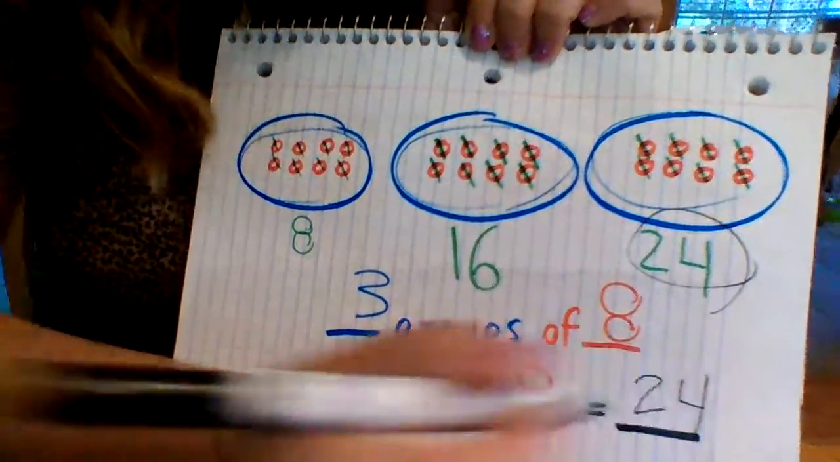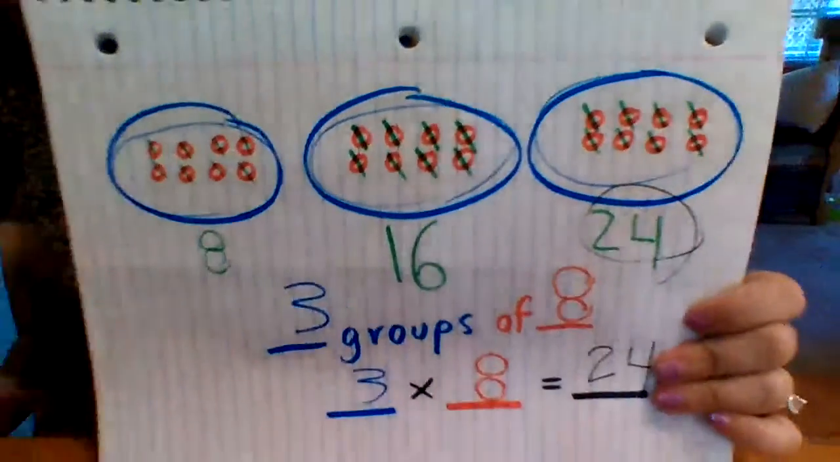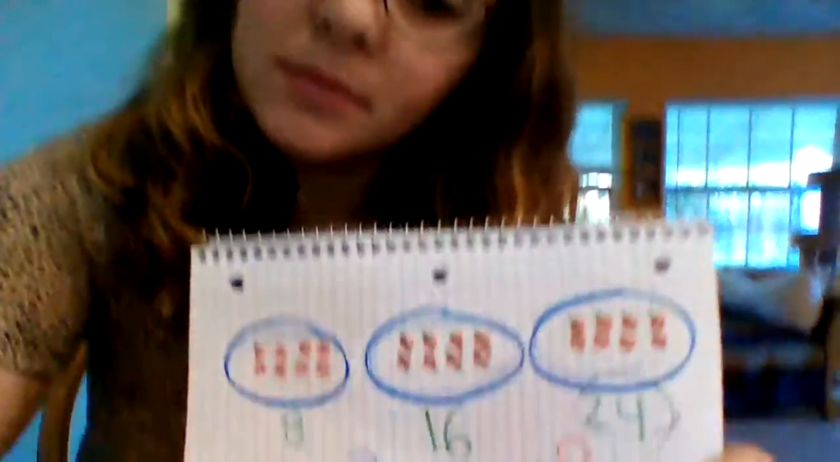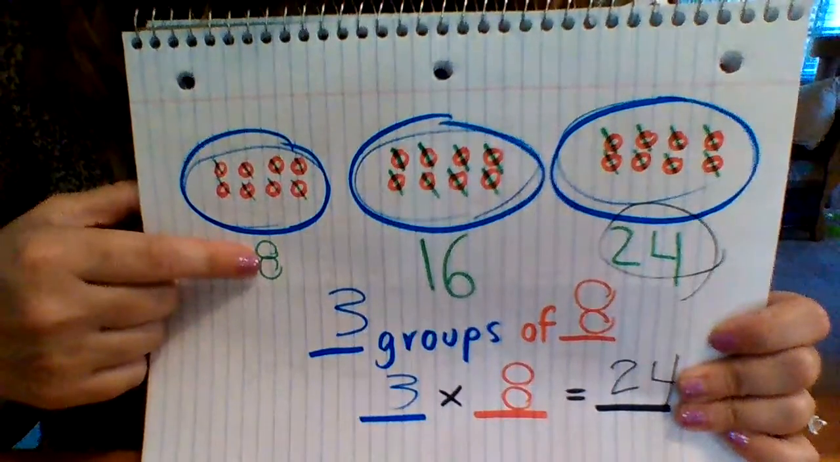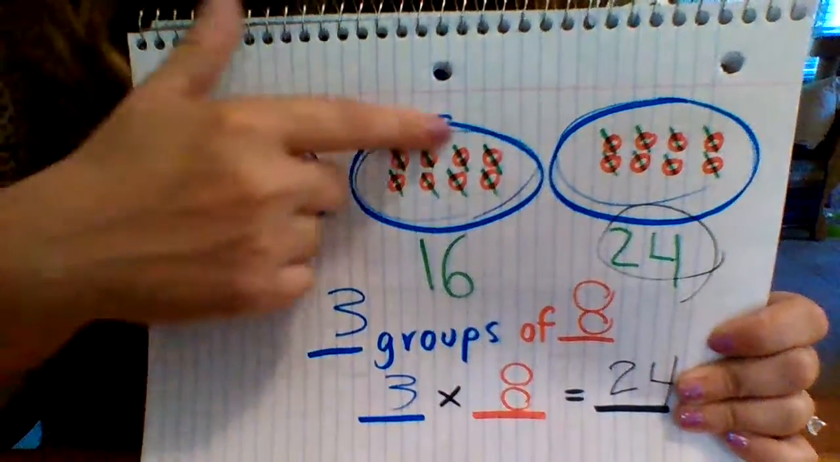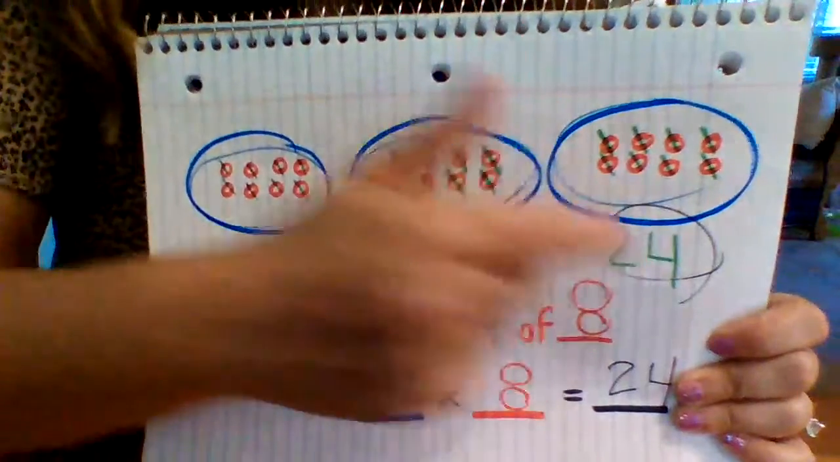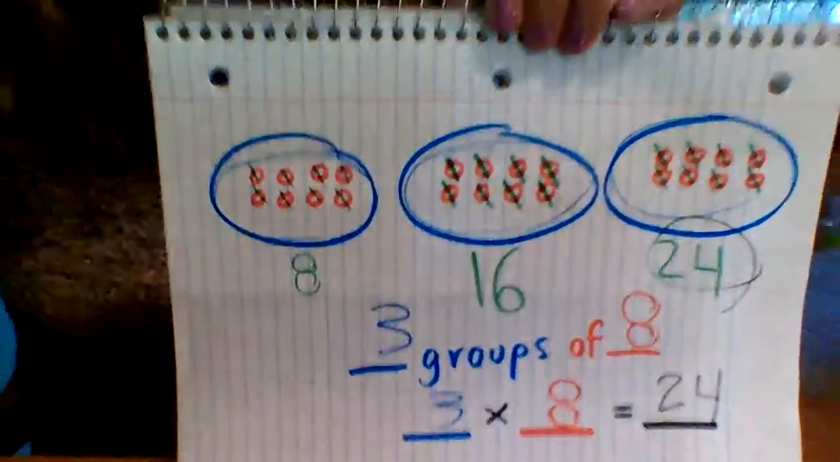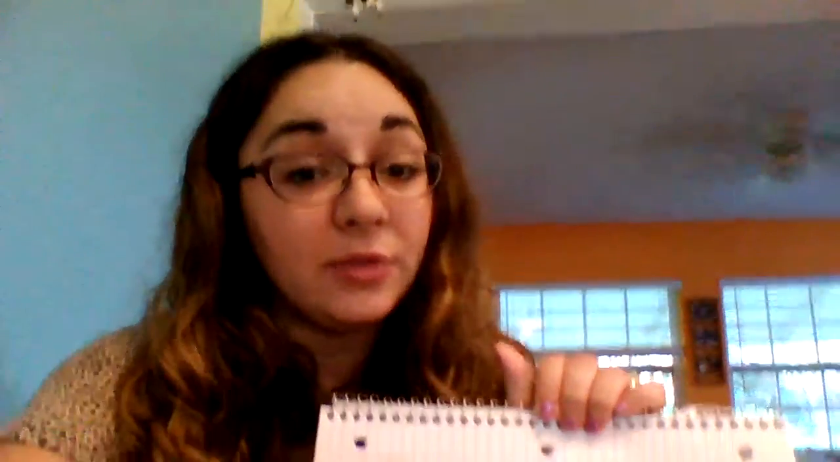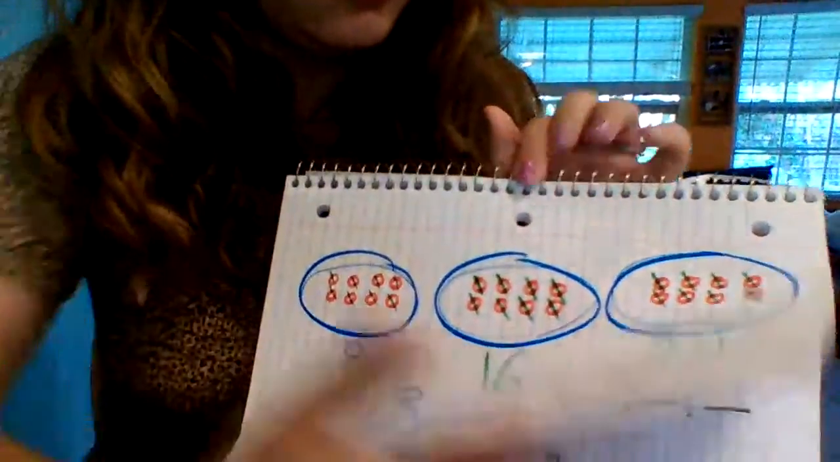And also we practice skip counting by what? What are we skip counting by here? 8. This is the number we started, so we added 8 each time. 8 plus 8 plus 8 equals 24. That is skip counting, equal groups, repeated addition. Everything is related. Okay?